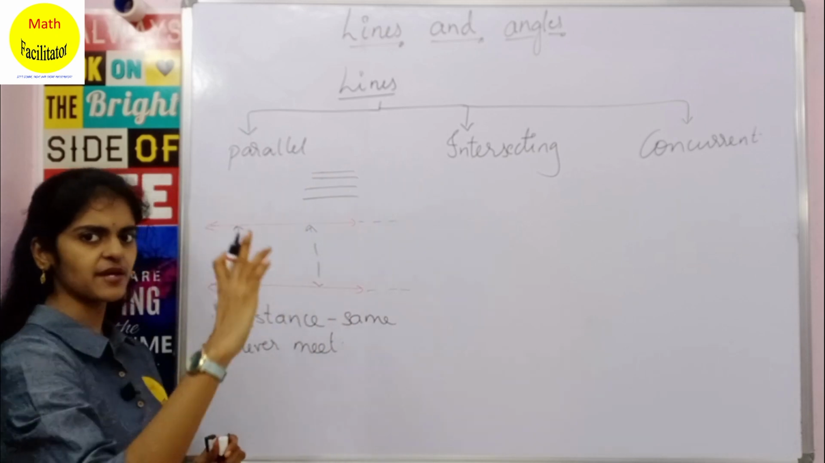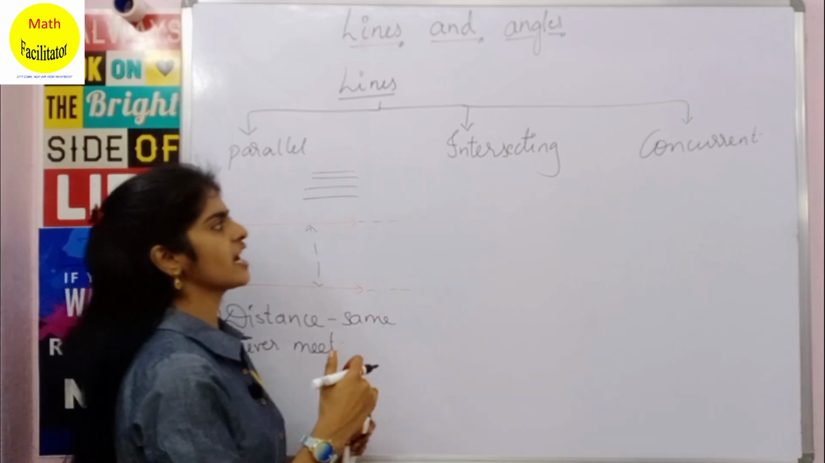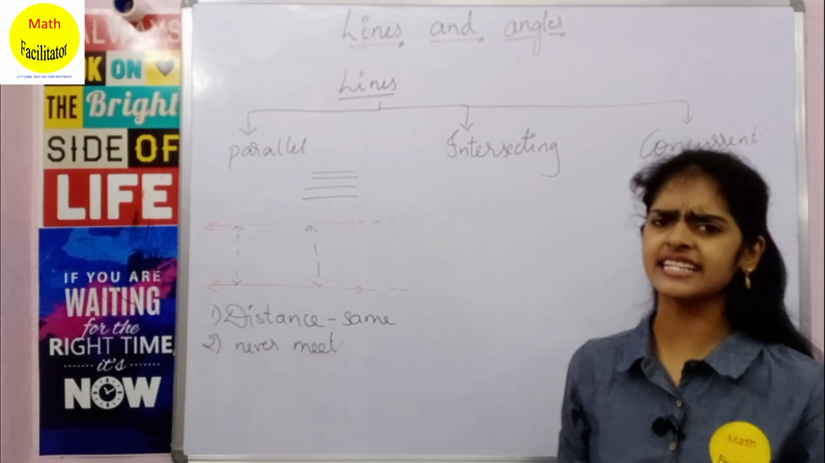Even if you extend them, they do not meet. So these are called parallel lines. Now next is intersecting lines. So what are intersecting lines?